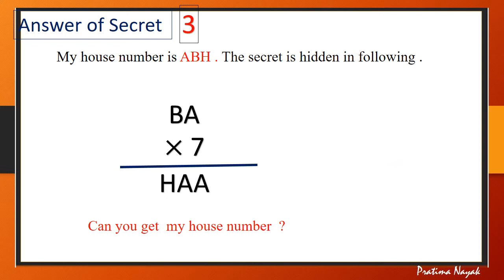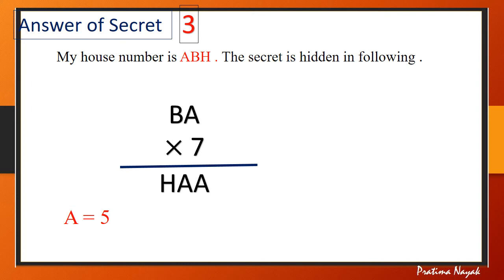Next, my house number is ABH. The secret is hidden in the following: BA multiplied by 7 is HAA. First, note that the unit place digit of the result is the same as the unit place digit A here. So you will think of 7 times 1 is 7, not the same. 7 times 2 is 14, not the same. 7 times 3 is 21, not the same. You will get only 7 times 5 is 35. So A is equal to 5.